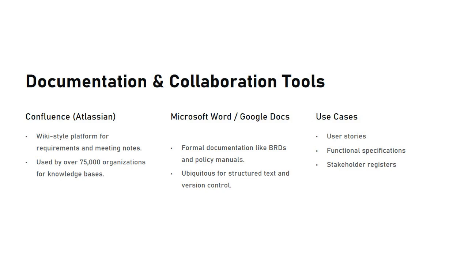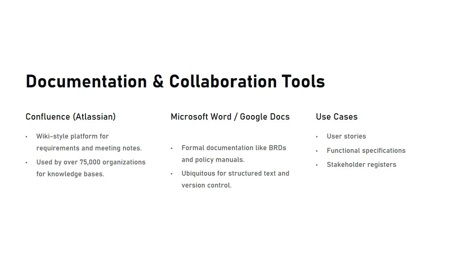Documentation and collaboration tools are essential for business analysts to centralize information and maintain clear communication. Confluence Atlassian is a popular wiki-style platform used by over 75,000 organizations to manage requirements, meeting notes, and knowledge bases, promoting easy access and version control.